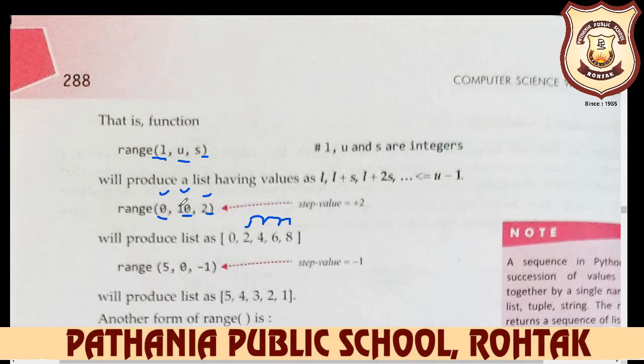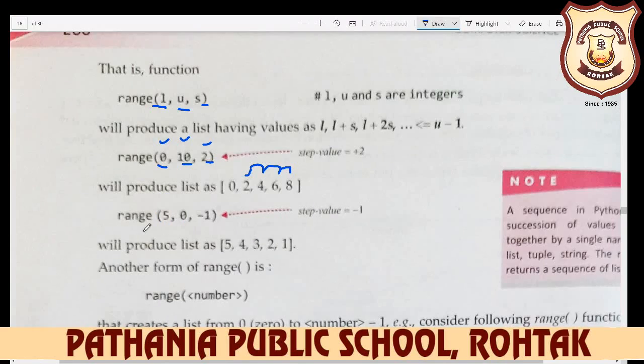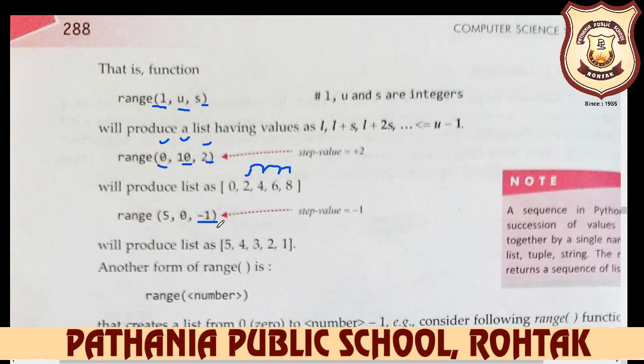After that, if you want to use a decrement, to display your list in descending order, then what should we write? The step value minus 1, minus 2, minus 3, minus 4. For example, we want to display the counting 5 to 0. First 5, then 4, then 3, then 2, then 1, then 0. Then you write down minus 1. So be careful here. Be careful here.